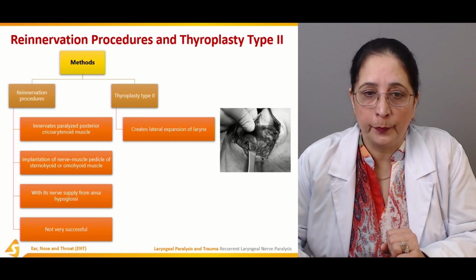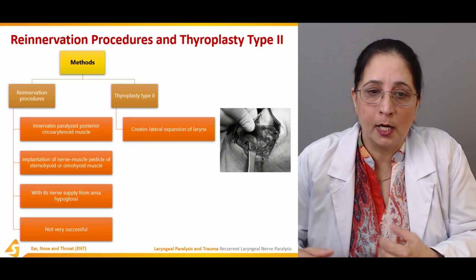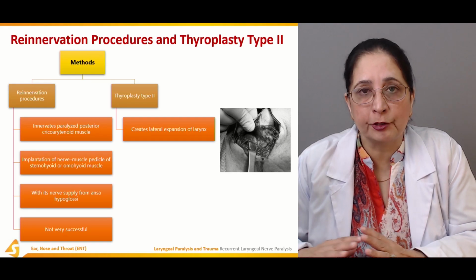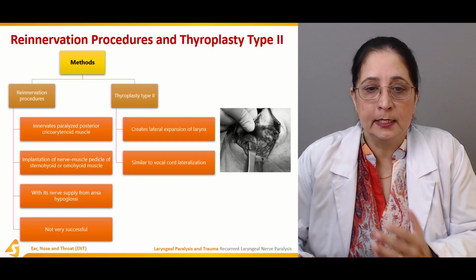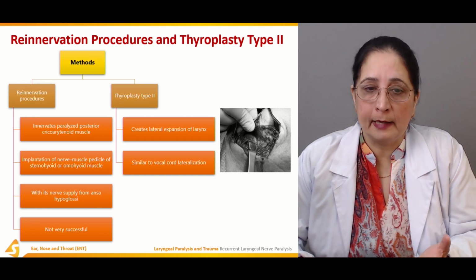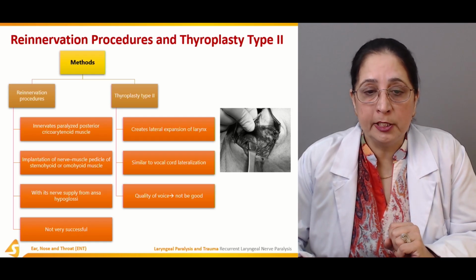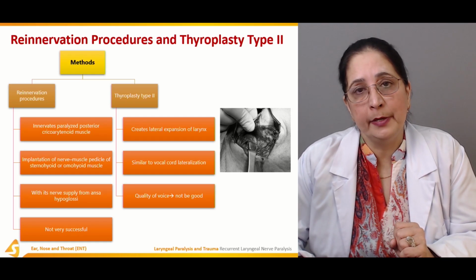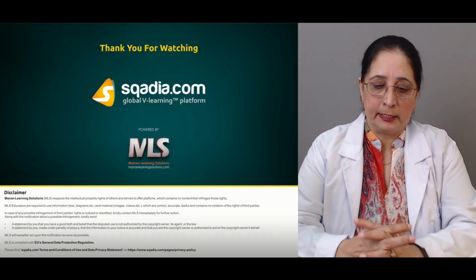Thyroplasty type 2. We already went over thyroplasty type 1 and 2. It creates lateral expansion of the larynx, similar to vocal cord lateralization done in type 1. Quality of voice may not be good. So that was all about section 2.